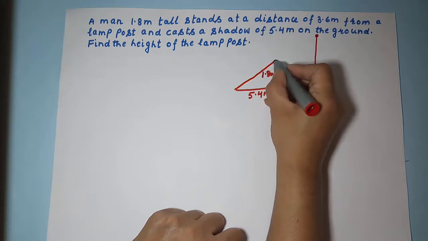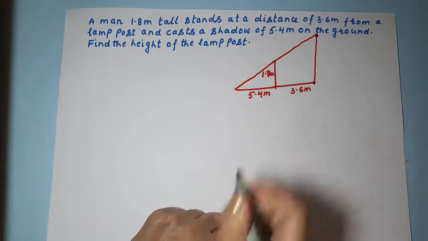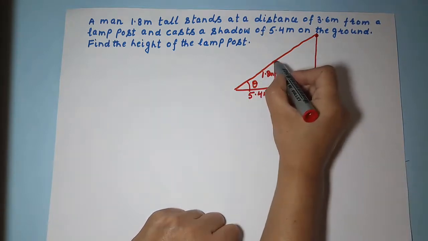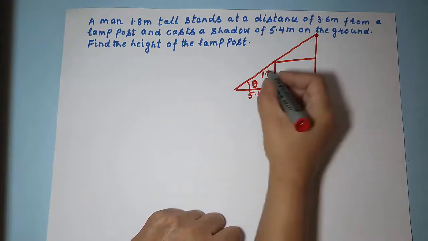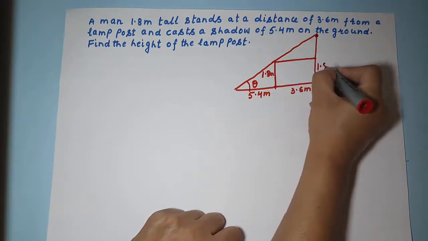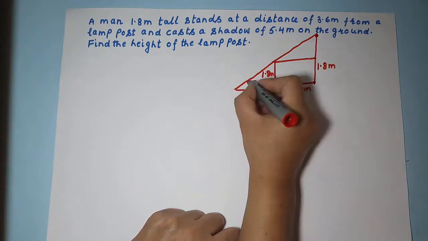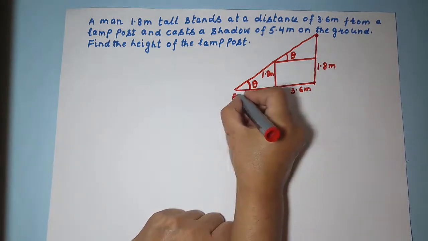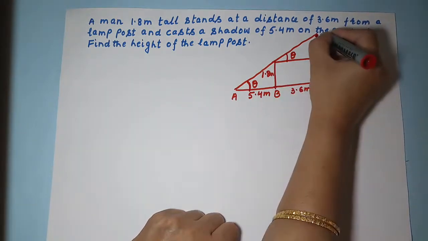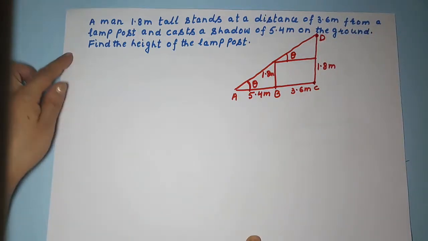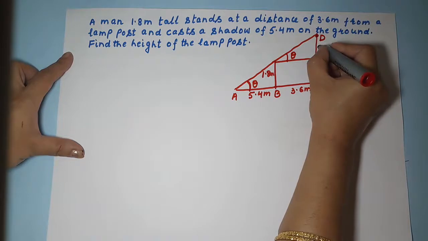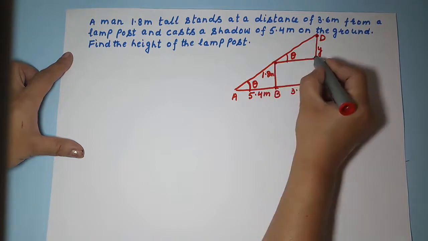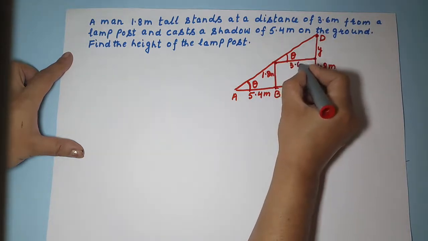So if we join this and consider this angle as theta, we can join this also. If this is 1.8 meter, this will also be 1.8 meter. If this is theta, this angle will also be theta. Let's name this as A, B, C and D. Let me name this as Y. And if this is 3.6 meters, this distance will also be 3.6 meters.